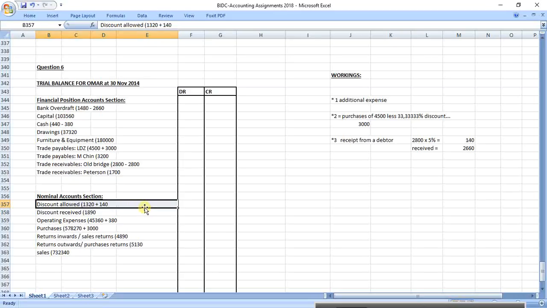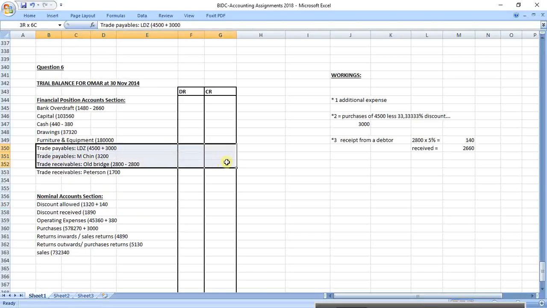Okay. Then credit note on the 8th, received from LDZ for goods purchased on the 3rd of November, not as ordered, less 33 and a quarter trade discount. Okay, so that's a return. That would be a return. Which return? Well, LDZ is a trade payable, a creditor, so it will be returns out of purchase returns, 100%.